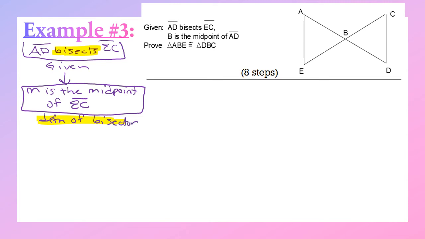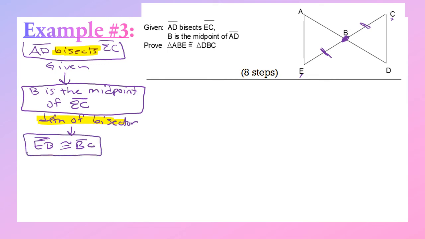Now, looking at my picture, if M is the midpoint of EC, here's E and C, and I don't know why I said M, that should have been B, so I'm just going to correct that right now because I'm not recording this whole slide, sorry. So B is the midpoint of EC. So if B is the midpoint of EC, that tells me that EB and BC are congruent. So I know that segment EB is congruent to segment BC.